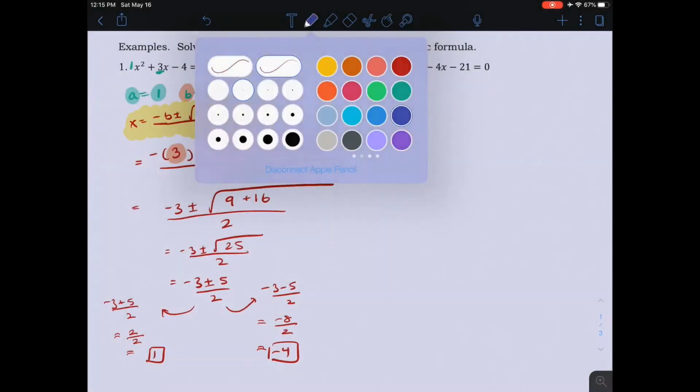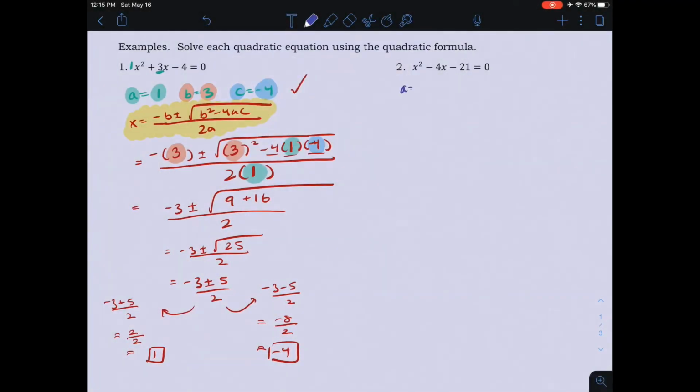So for number 2, the first thing I'm going to do is identify A, B, and C, because it's already in that form that I want. Now, A is always a number in front of x squared, which is just the 1 here, right? So A is 1. B is a number in front of x, which in this case is just negative 4. If you notice, I didn't say it's just 4, right? But I said negative 4 because the minus in front of the 4 is part of the B value. And then the C value here is not 21, but negative 21. So I found A, I found B, I found C.